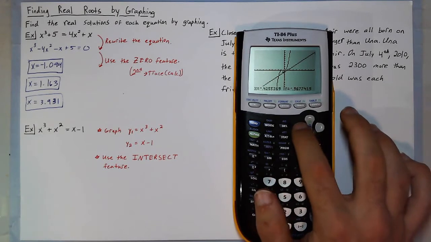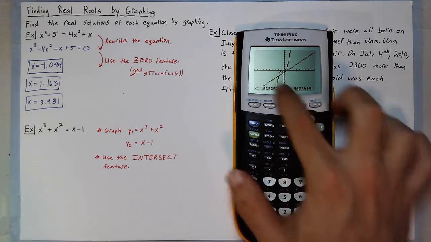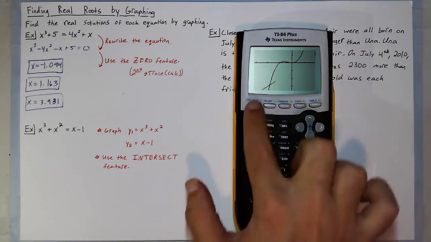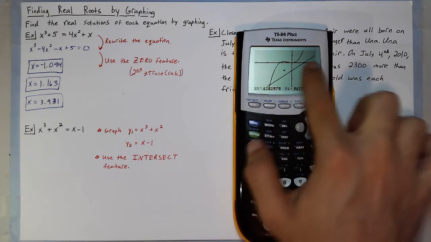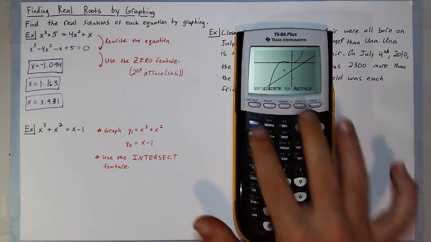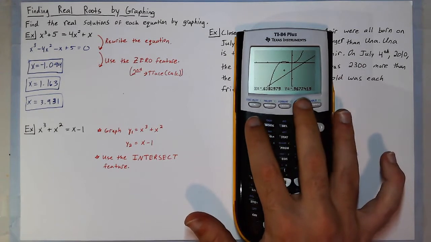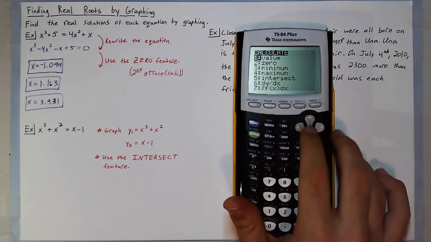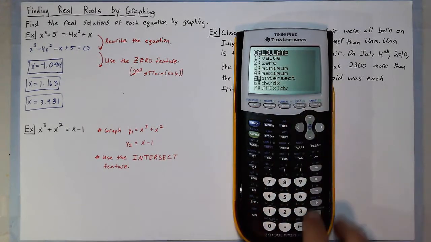It gives me a little cursor, so I'll zoom in around this spot to see if they intersect. So it goes up, and here's the line. I see they intersect here, but they don't intersect over there. So it's just one intersection. So what I'll do now is I'll go to the intersect feature, which is still located in the same menu. Second trace is the calculate menu, and the 5th option is intersect.